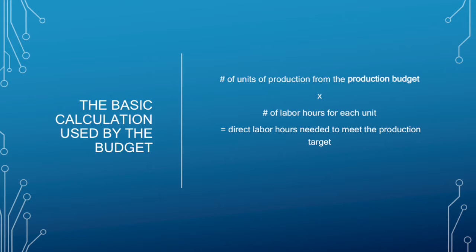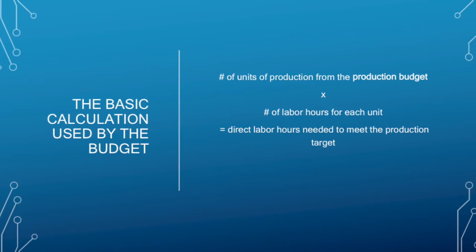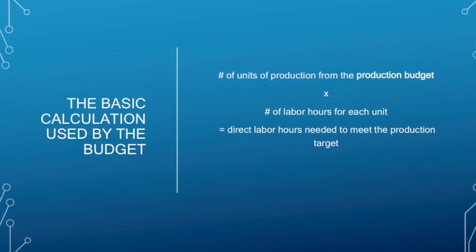The direct labor budget is typically presented on a quarterly basis. The basic calculation used by the budget is to import the number of units of production from the production budget and to multiply this by the standard number of labor hours for each unit.